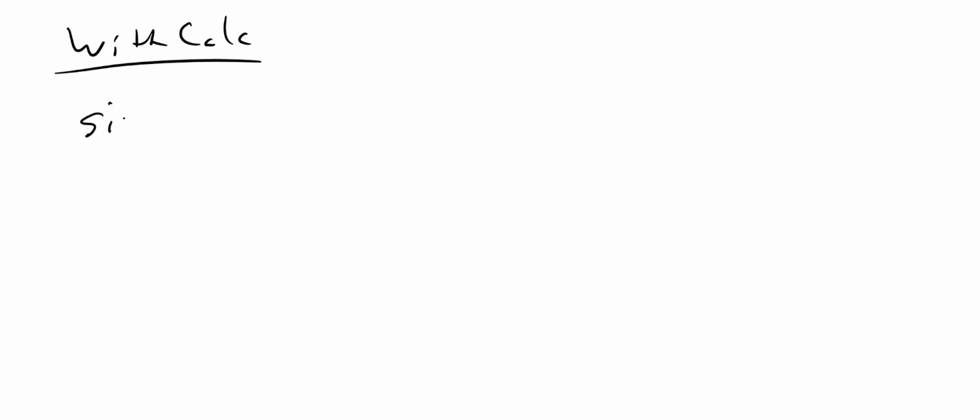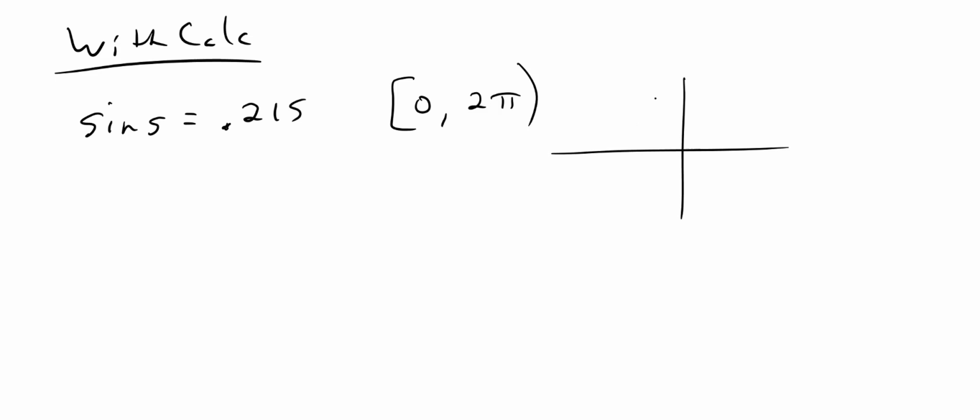Sine of S is equal to 0.215. Okay, and it's between 0 and 2 pi. So remember, we got two restrictions. One is between 0 and 2 pi. So that's all four quadrants. And then sine of S is positive. So where is it positive? Well, it's positive here and here. So what does that mean, math fans? It means there are two answers.